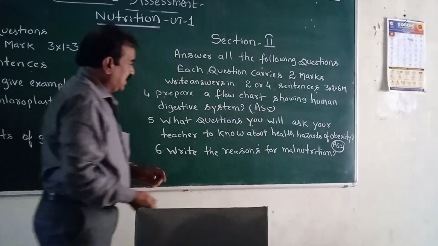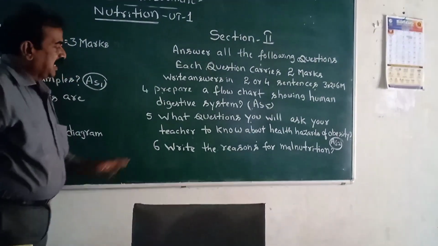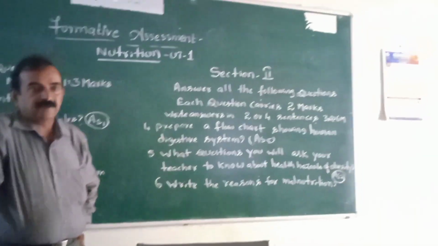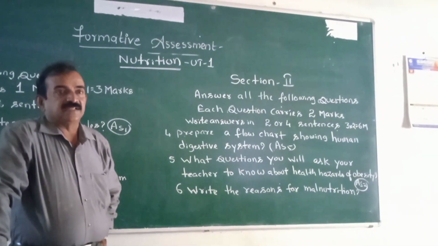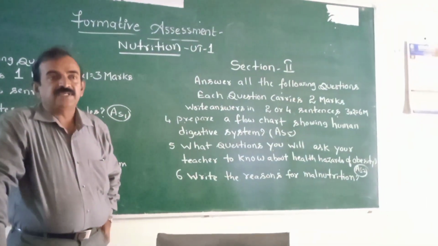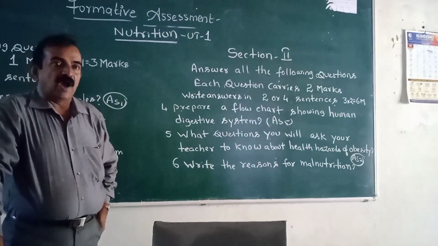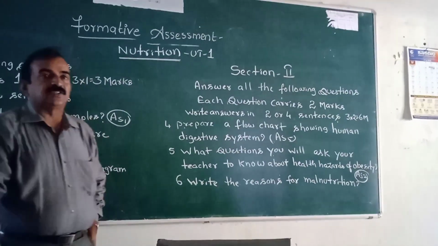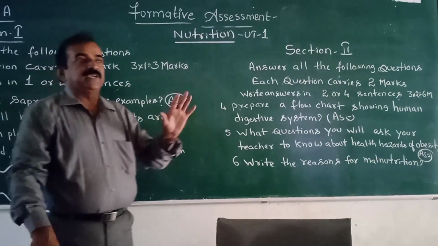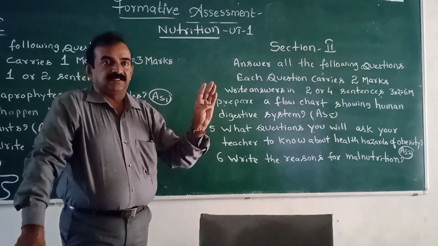Now I am telling you question 6: write the reasons for malnutrition. This is on page number 17 or 18. See, page 17: malnutrition is given, and the reasons are also given. What are the reasons for malnutrition? Here, poor health.